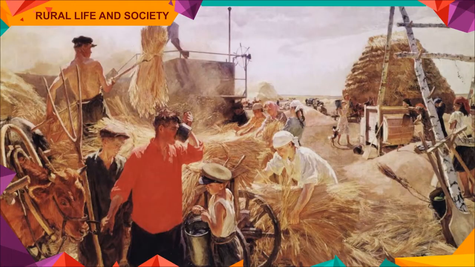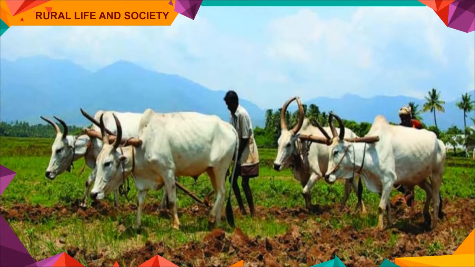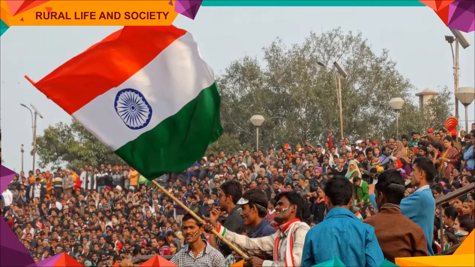Conclusion: the peasant revolts were directed at aggressive economic policies of the British which shattered the traditional agrarian system of India. Though these revolts were not aimed at uprooting British rule from India, they created a consciousness among the Indians about the need to organize and fight against exploitation.